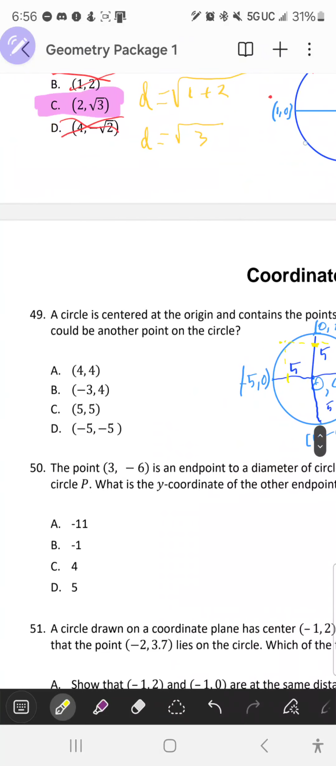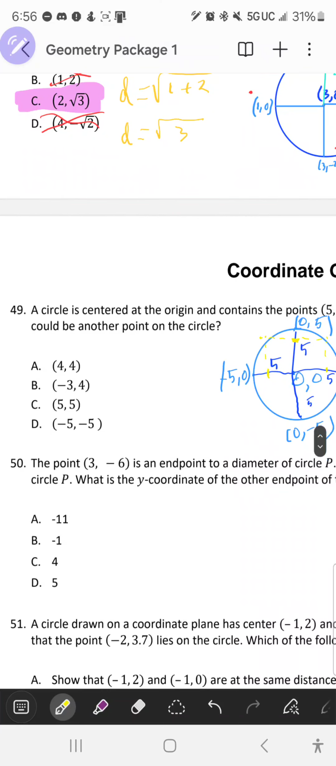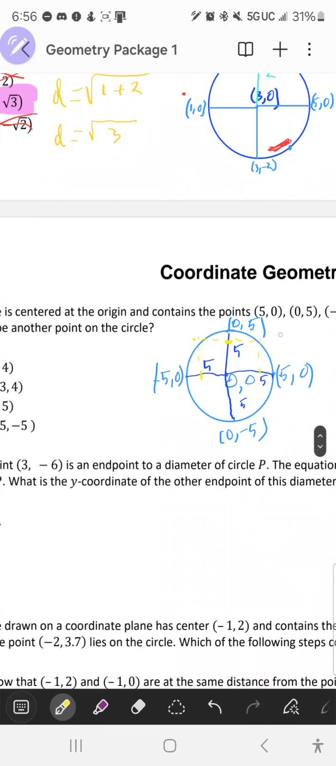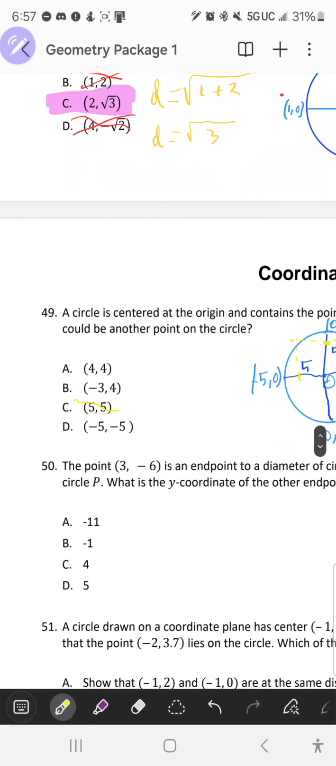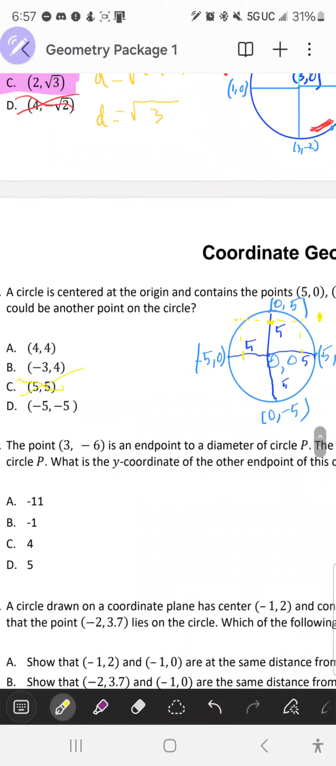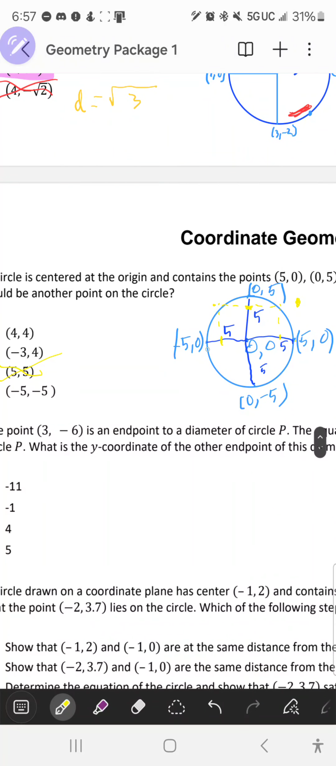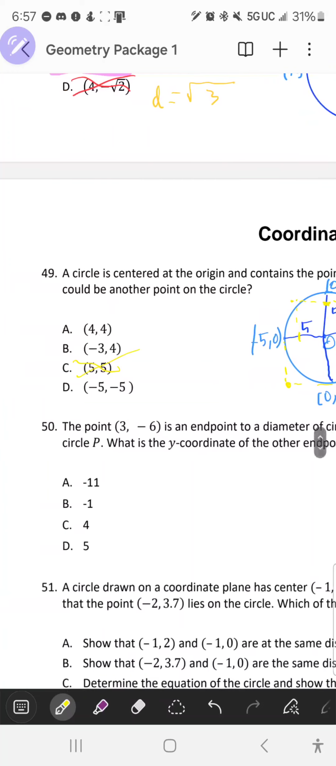And now we have 5 comma 5 here. I mean, this is 5 comma 0 and this is 0 comma 5, so 5 comma 5 right here. So it is out of the circle. This is not my answer. Now negative 5 comma negative 5 is almost the same. It's just we continue this point and we get right here, out of the circle. This is not my answer.